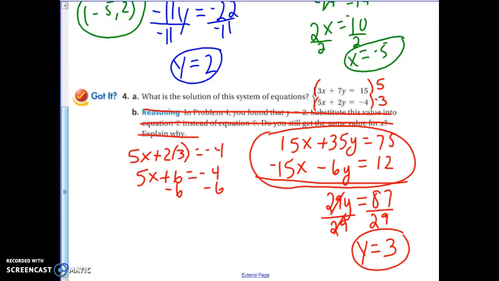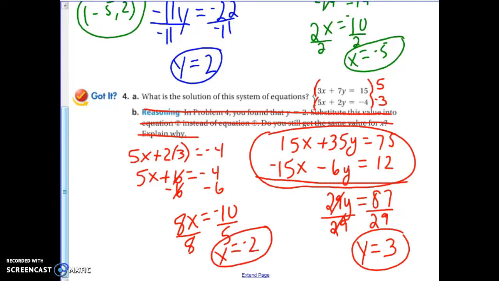Subtract 6 from both sides. So 5x is equal to negative 10. Divide by 5, divide by 5, and you will find that x is equal to negative 2. So your final answer for this is negative 2 and 3. Once again, how can you check to make sure you did it right? Well, let's see if you remember.